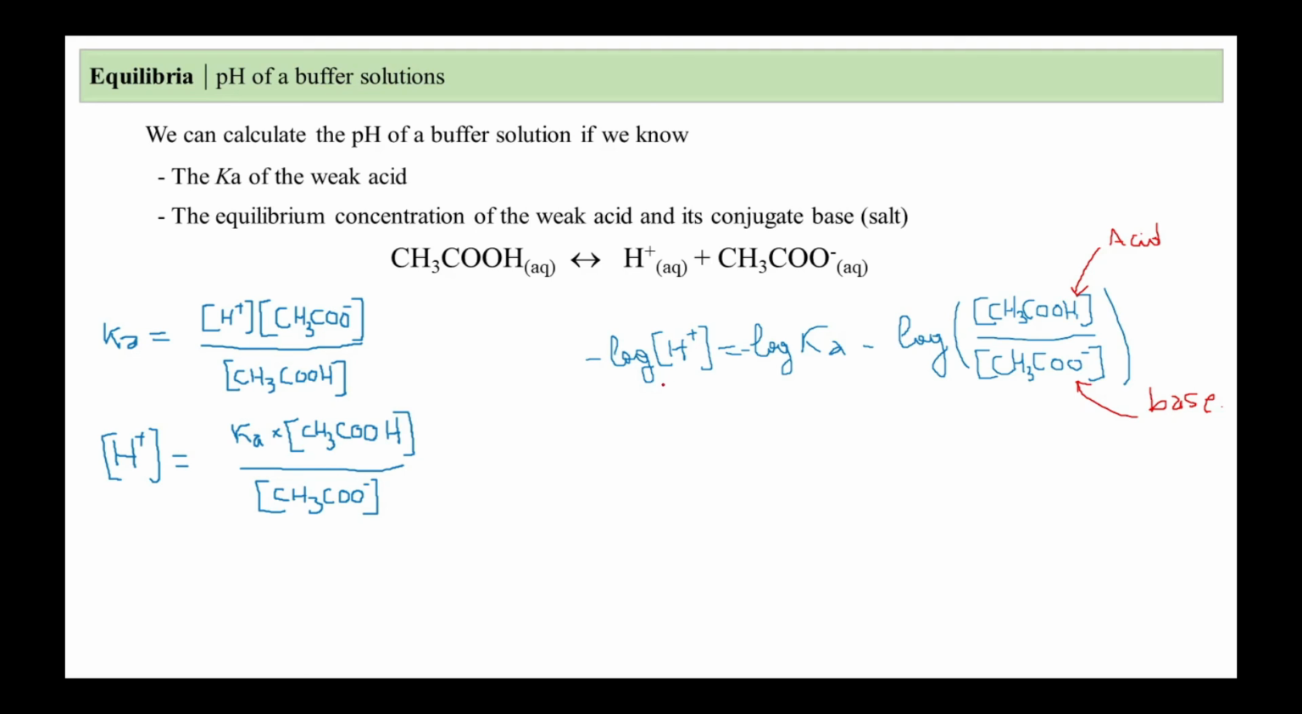From this we can write that negative log of the concentration of H plus is the pH, and it will be equal to negative log of the Ka value, which is the pKa, plus the logarithm. We reverse the sign here and then we reverse the base and the acid, which means log of the concentration of the base over the concentration of the acid.